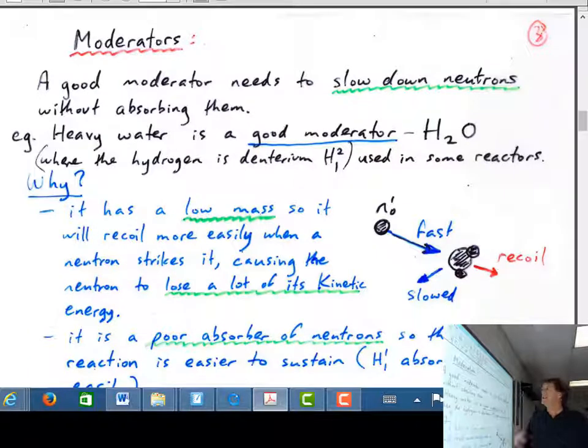Okay. A good moderator needs to be slowing down the neutrons. So it needs to be a smaller molecule, if you like, or have a small mass to recoil, and it needs to not absorb neutrons too much. So they've got that in the notes. You need a low mass so it recoils more easily and absorbs that energy, and it needs to not be a good absorber of neutrons. So this is a poor absorber of neutrons, so it's very good to use.